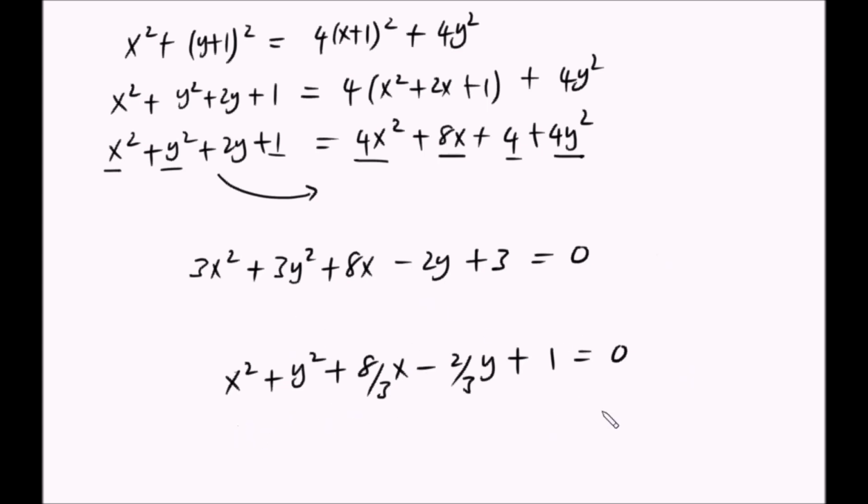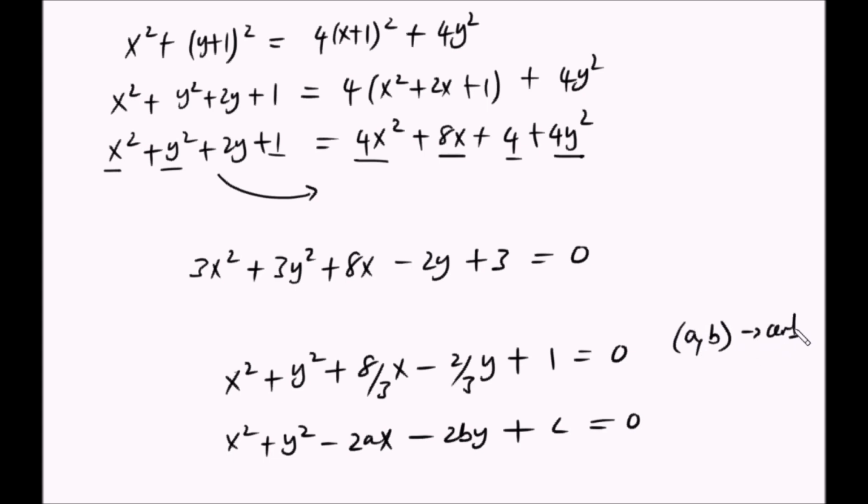This locus looks like an equation of a circle, because the equation of a circle is written as x squared plus y squared minus 2ax minus 2by plus c is equal to 0, where (a, b) is the center of the circle. So you can see it looks like the equation of a circle. So it means the locus is a circle. All we have to do is to determine the center of that circle and its radius.